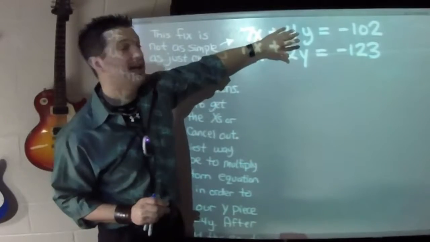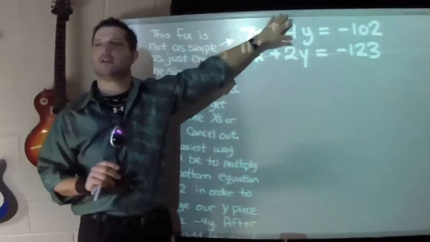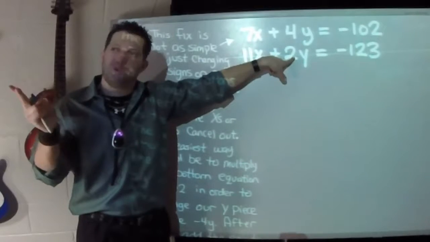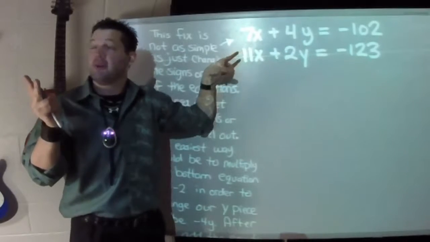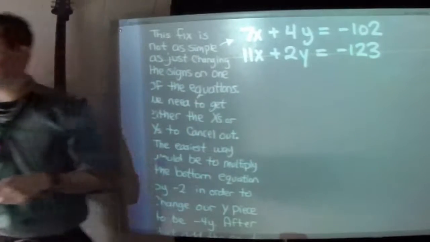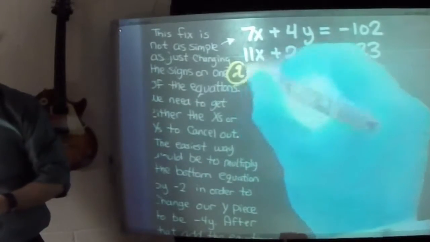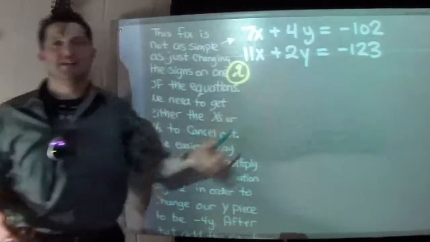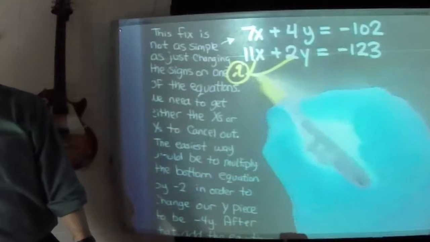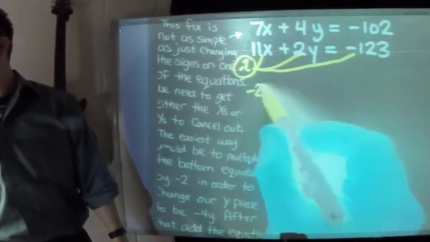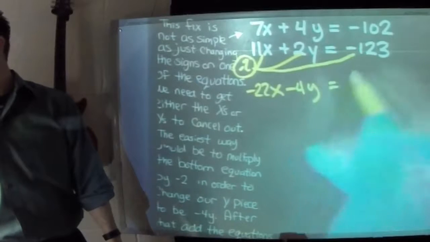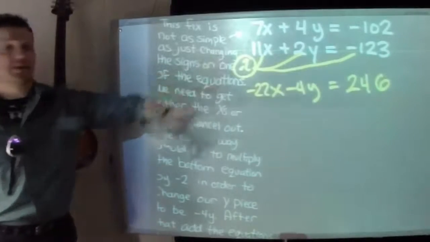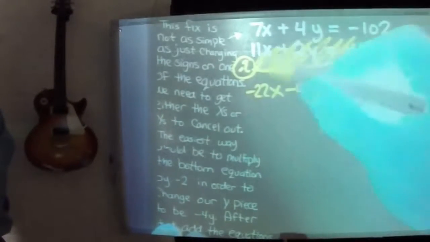4 is good. I can make a 2 look like a 4. I just have to multiply it by 2. But I don't want it to be 4 and 4. I want it to be 4 and negative 4. So I'll multiply this whole equation by negative 2. Put the little negative 2 in a circle. Remember, the goal is to get a negative 4 so we can eliminate the y's. And then draw the 3 little lines. Now you got negative 22x minus 4y and positive 246. Once you've got that, you can cross this middle one out. We've just tweaked our equation so it works better for us.